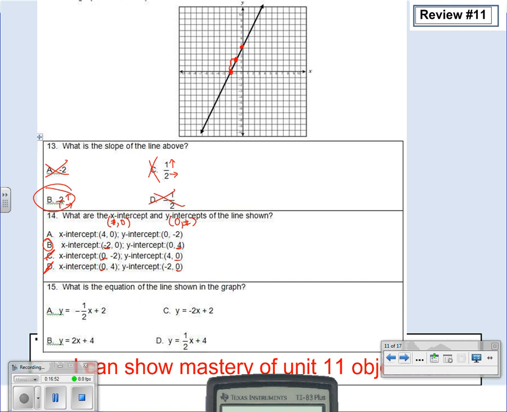15. What is the equation of the line shown in the graph? I know from 13 that the slope is equal to 2. I know from 14 that the b, or the y-intercept, is equal to 4. So my equation is y equals 2x plus 4, which is B.